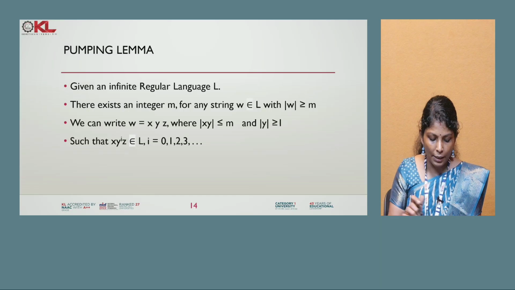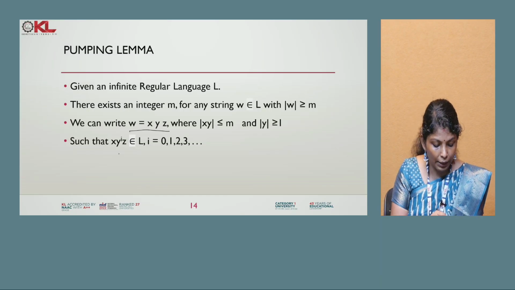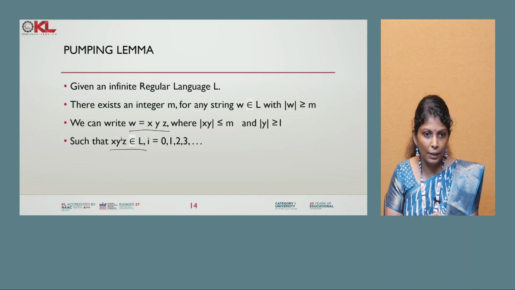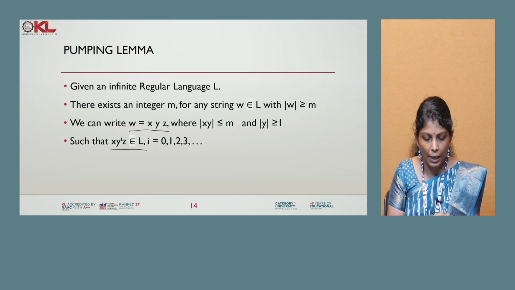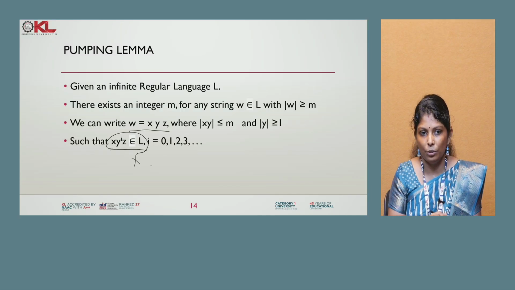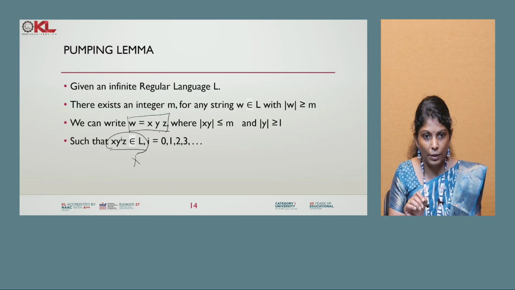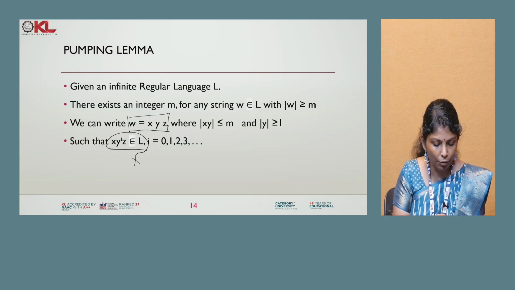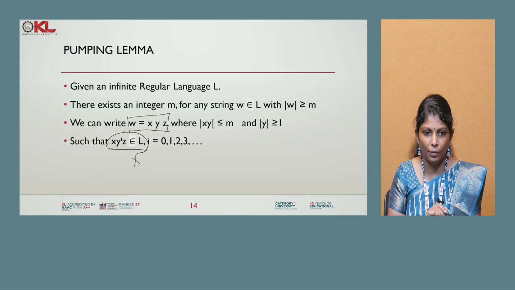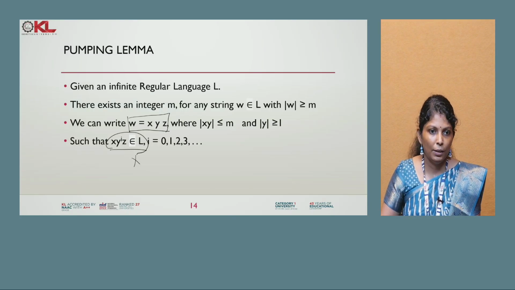So that means that if xyz is in the language, then xy^iz should also be in the language if it is a regular language. And when this condition won't hold, it won't be a regular language. So that is the point we have to remember. If the string xyz belongs to the language, then xy^iz should also be in the language. When it contradicts, it will not be a regular language.